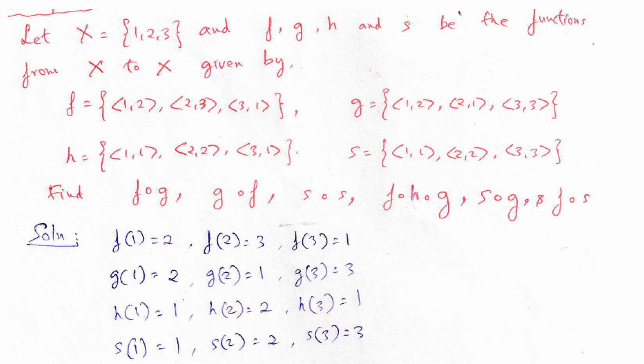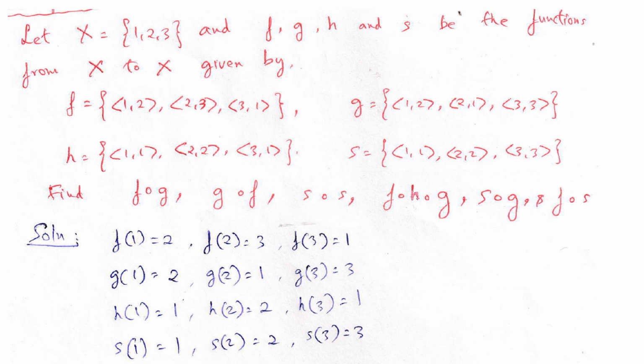Now you are given f equal to some sets. Similarly for g, h, s, nothing to be learned by heart. They may change the values also, nothing to worry. You understand the procedure. You are asked to calculate first f composition g, second g composition f, third s composition s, fourth f composition h composition g, fifth s composition g, and finally f composition s.